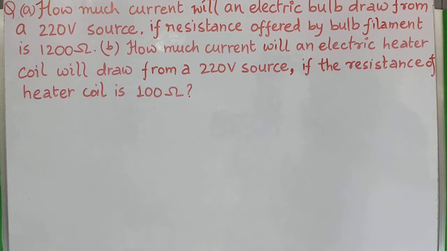Here in this question we have been given two equipment. One electric bulb, which has a resistance of 1200 ohms, is kept across a 220 volt source, and the second one is the electric heater, which has a resistance of 100 ohms, kept across a 220 volt source. So we will discuss the dependence of the current on resistance when the voltage is kept constant. Let's start our discussion from Ohm's law.